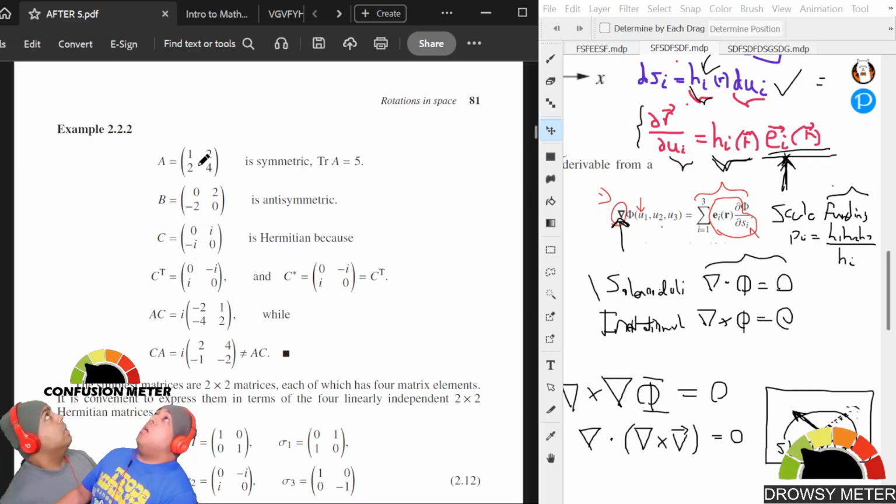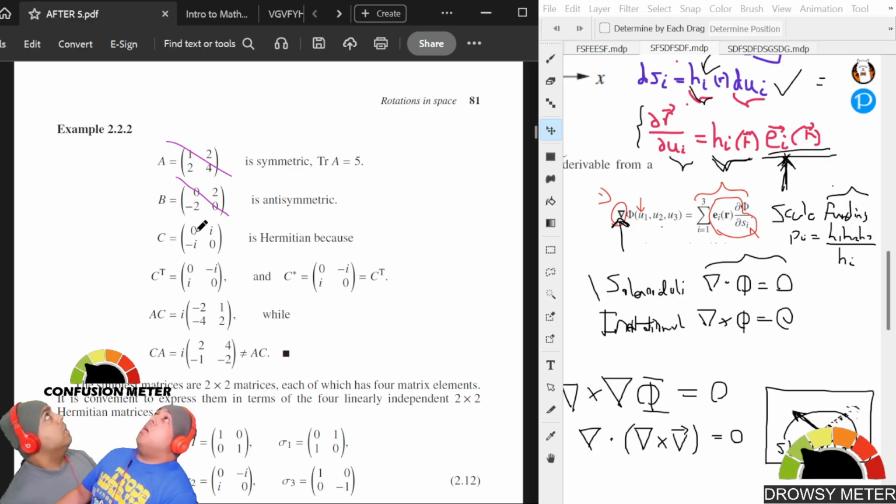A equals 1224 is symmetric. Okay, it's symmetric even though the diagonals are really the same. The trace of A is 5. We just add up the things along the diagonal. This is anti-symmetric. It's symmetric except the minus sign, right?